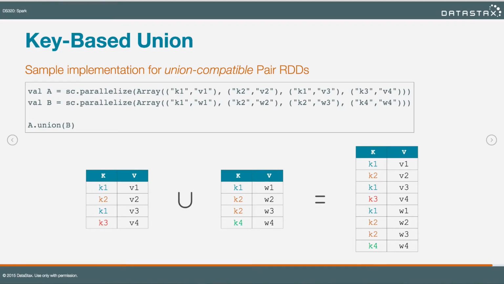A key-based union is going to take those two arrays, and it's really easiest to visualize them in terms of the tables, the RDDs you see down below, but it's going to combine them. It's going to take anything that's in the first one, anything that's in the second one, and give us an output RDD that contains all of that, and yes, duplicates are allowed.